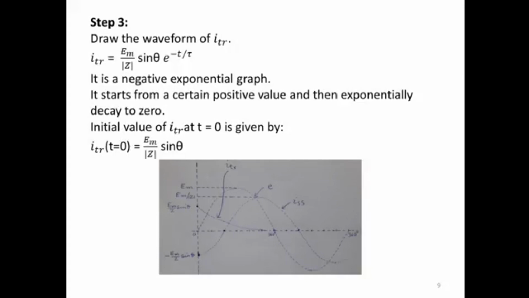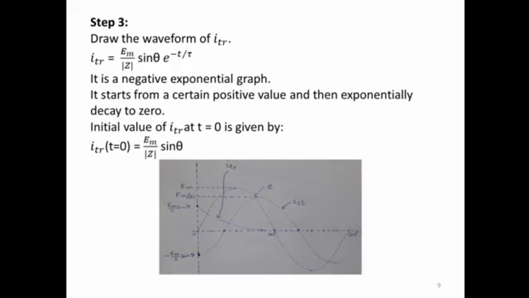Now one more important point: this Em by Z sine theta lies further below Em by Z, because theta is 60 degree, and sine 60 degree is obviously less than 1. Then obviously Em by Z sine theta will be lesser than Em by Z. I repeat, Em by Z sine theta will be lesser than Em by Z, because sine 60 degree is less than 1.